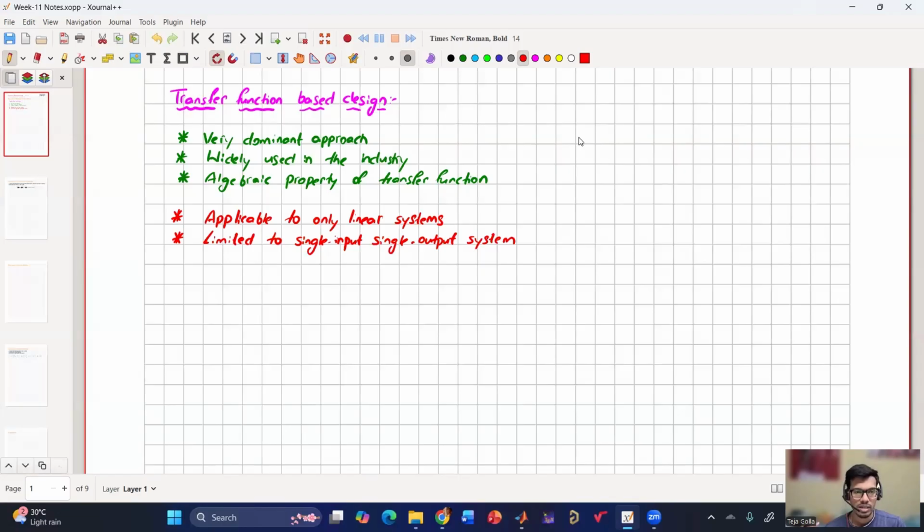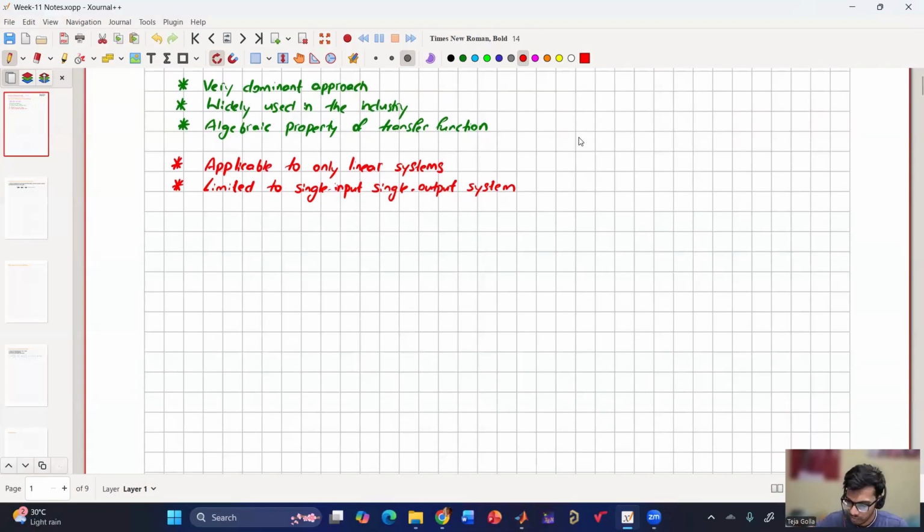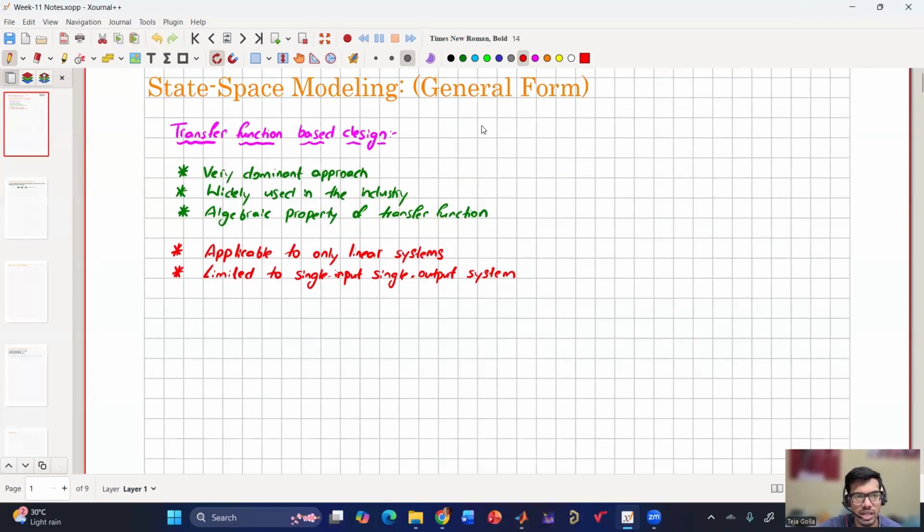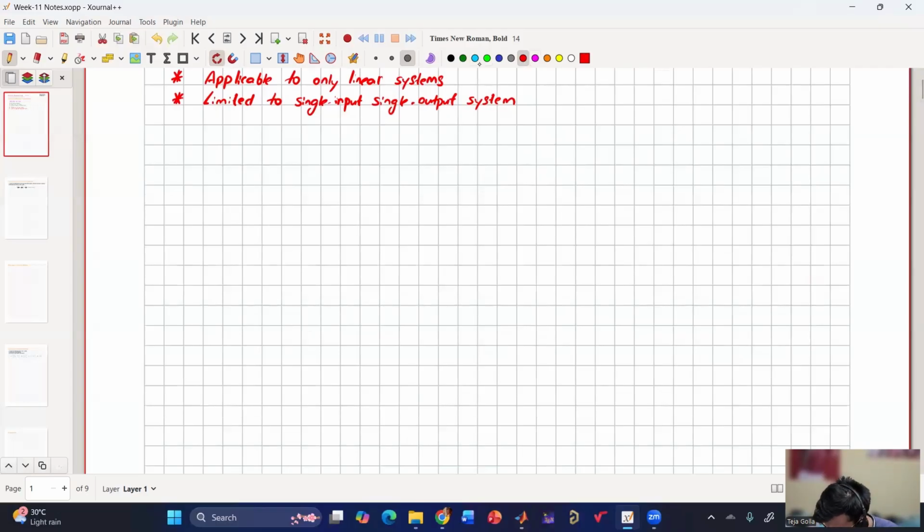So in cases where the system is either nonlinear or multi-input, multi-output, transfer function based design may not be applicable, and we might have to go to a different approach for controller design, which is the state space based approach. Today we are going to discuss state space. We'll start with state space modeling. First I'll discuss the generic form of the state space model.